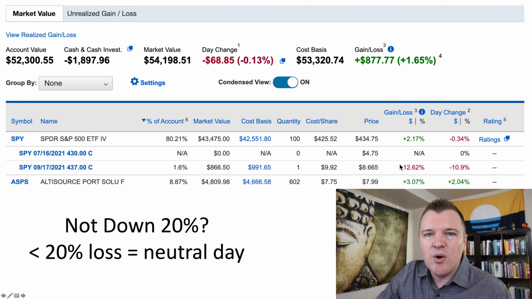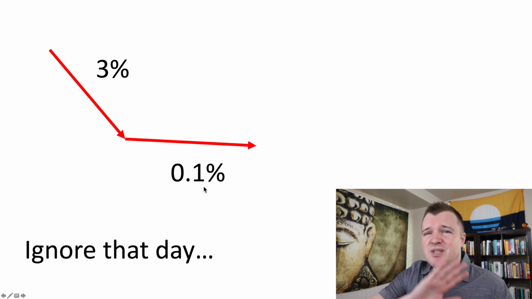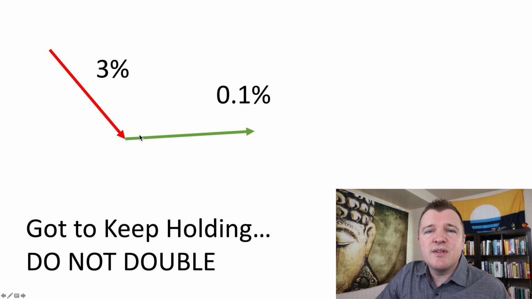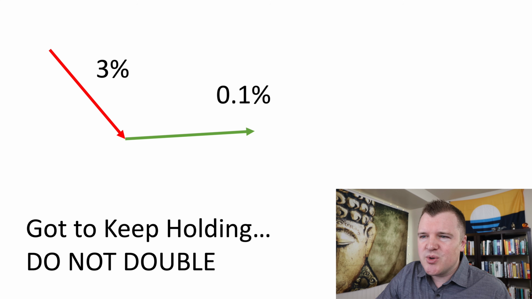Wait until tomorrow. So to recap, let's say there was a huge red day of 3%. You doubled up from a previous level, and then a red day where the market is only down 0.1%. Just ignore that day. It's a neutral day. It didn't happen. Same thing if the market is only slightly green. If it's not enough to recoup your losses and get out of the total position of all your call contracts, once again, treat it like a neutral day. Do not double up, do not get greedy.